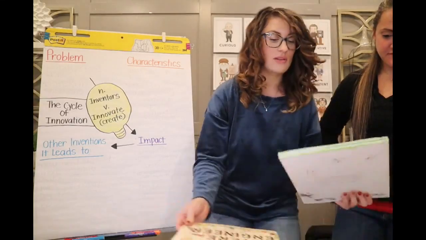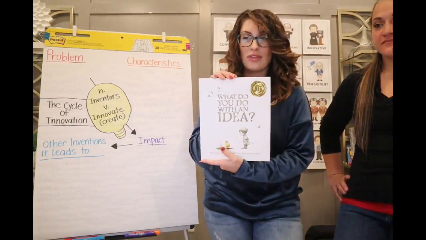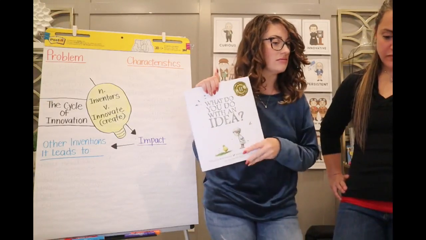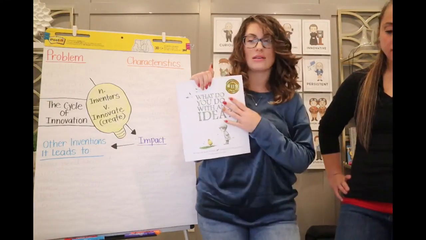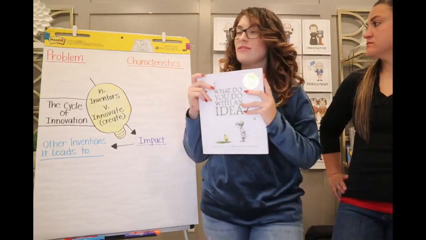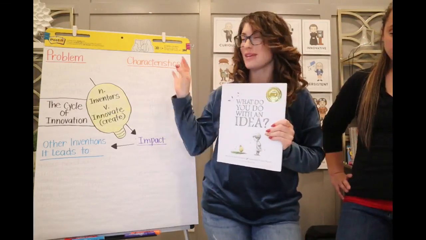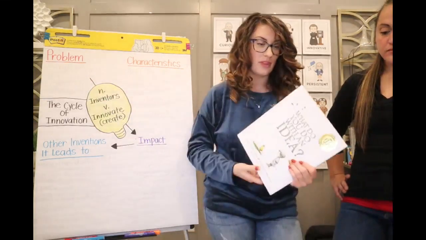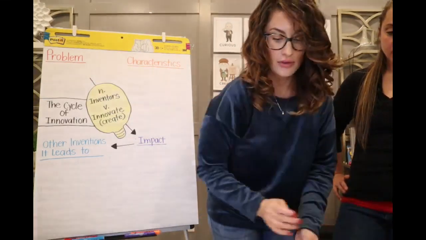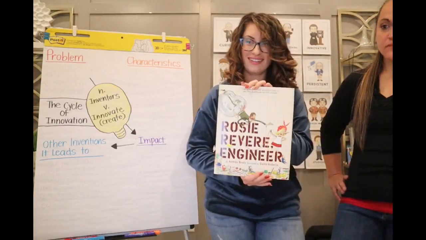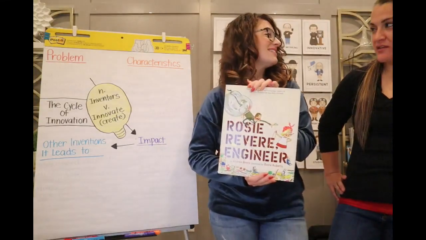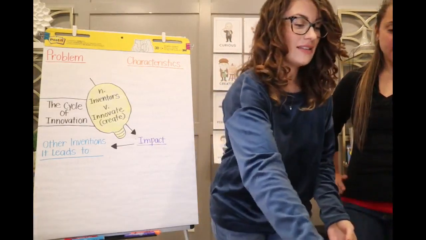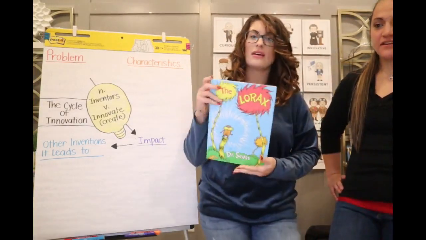Hold on. So the first one is, What Do You Do With an Idea? Okay, so this is super relevant. I would say starting in second, third grade, because they're talking about how inventions start as an idea from a problem and how that leads to a solution. And then we have Rosie Revere, Engineer. That's the sister book of the Ada Twist. Yeah, Ada Twist, Scientist.